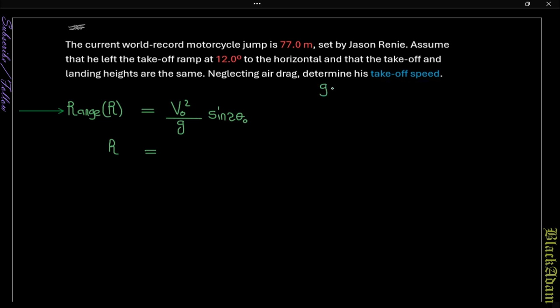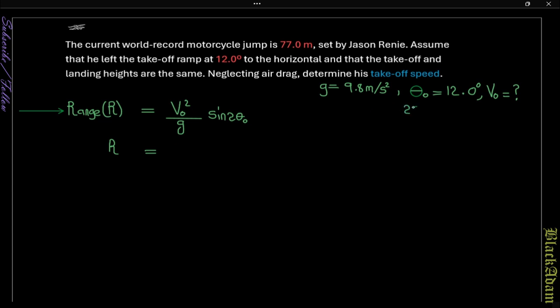Determine the takeoff speed, which is the initial velocity. G is 9.8 meters per second squared, the gravitational acceleration. The initial speed is the initial launching speed. The launching angle theta is 12 degrees. And we need to find the initial velocity, which we don't know.